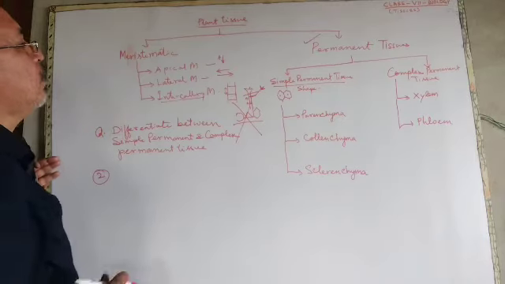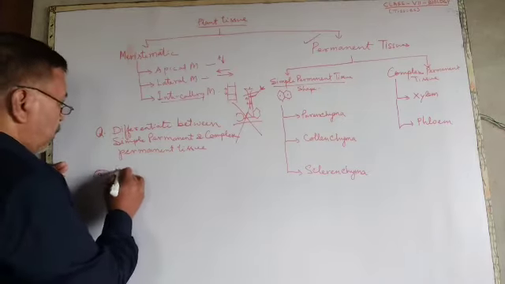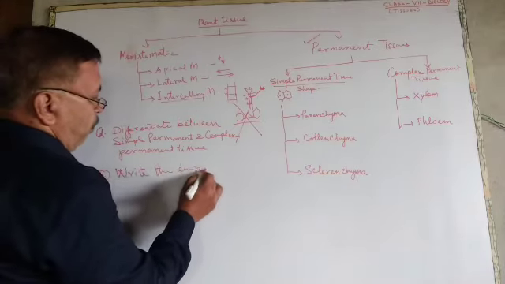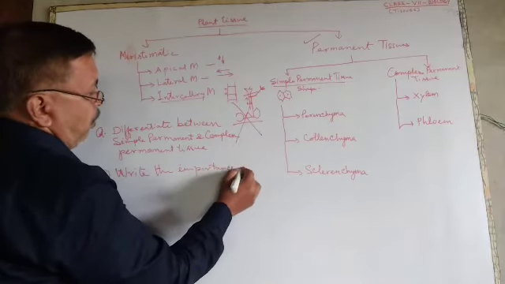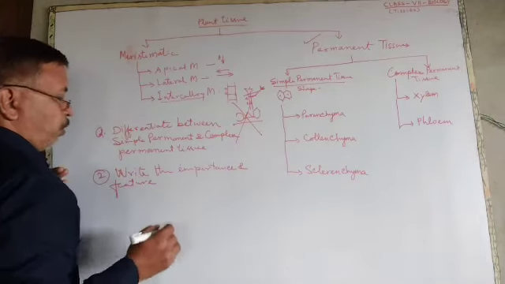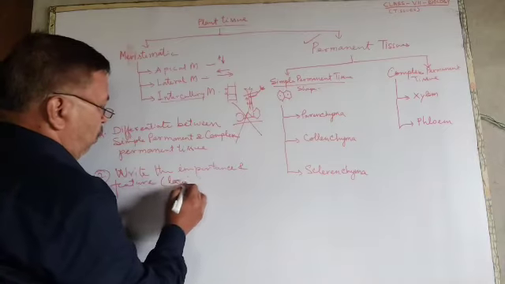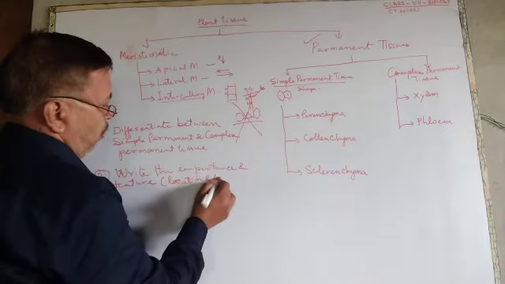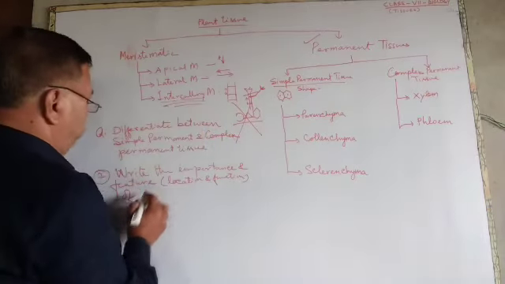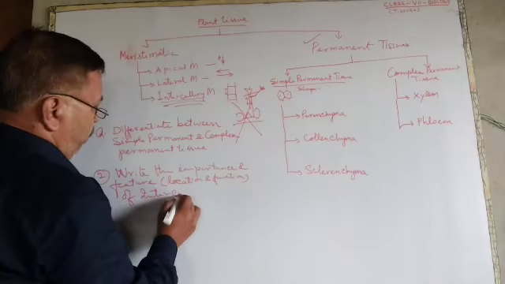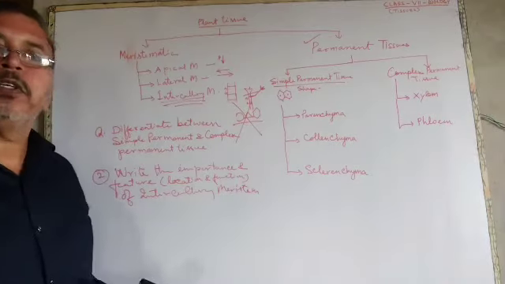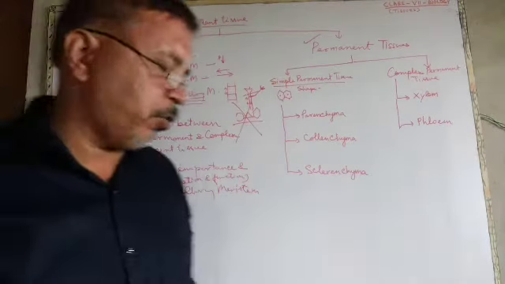The second question is: write the importance and features, that is location and function, of the intercalary meristem. That's all in this video. Thank you. So you will write these two questions in your notebook.